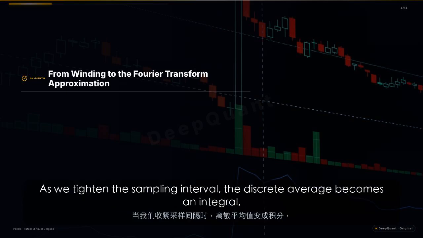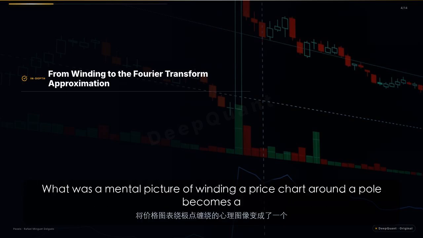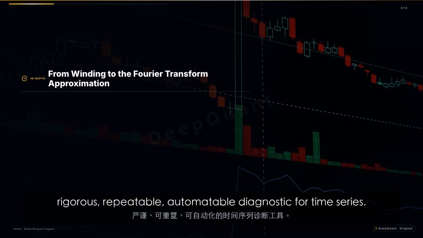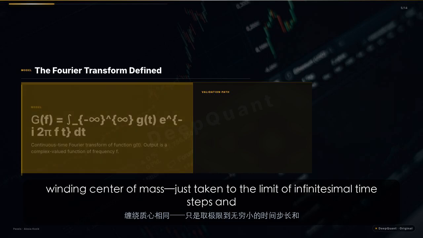As we tighten the sampling interval, the discrete average becomes an integral, and we approach the formal Fourier transform. What was a mental picture of winding a price chart around a pole becomes a rigorous, repeatable, automatable diagnostic for time series. This integral may look intimidating, but its meaning is identical to our winding center of mass, just taken to the limit of infinitesimal time steps and infinite horizon.